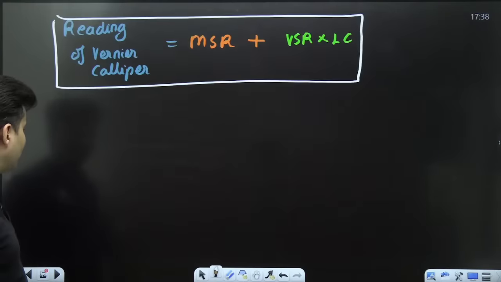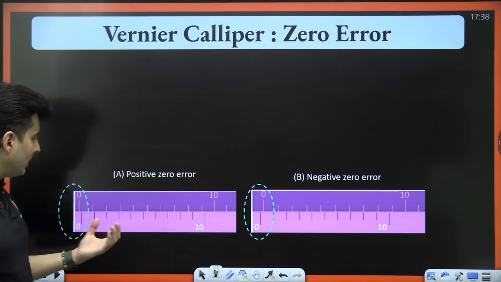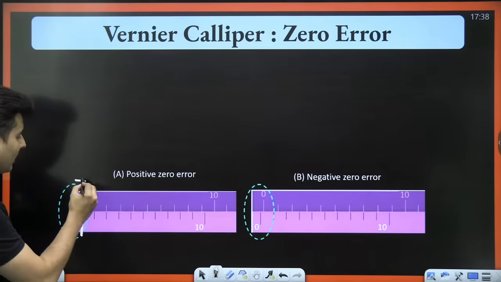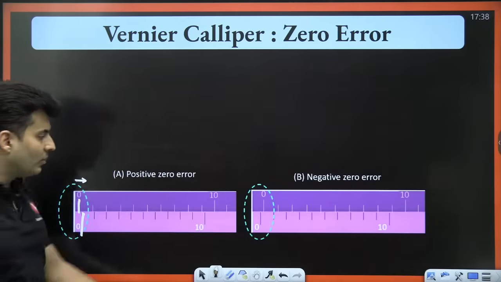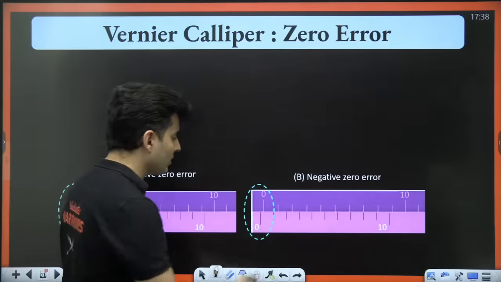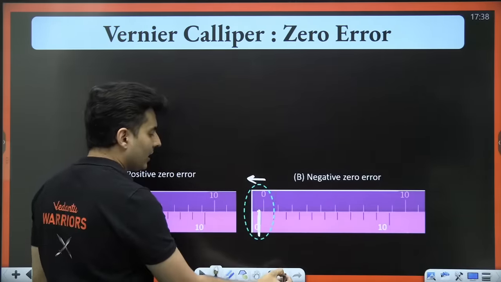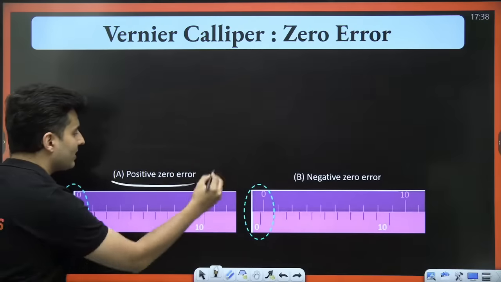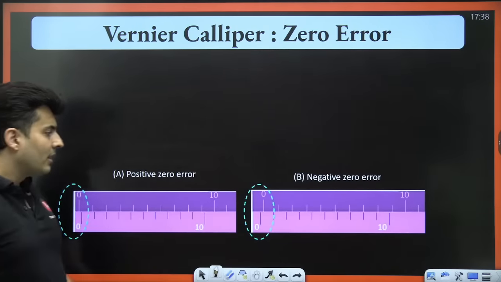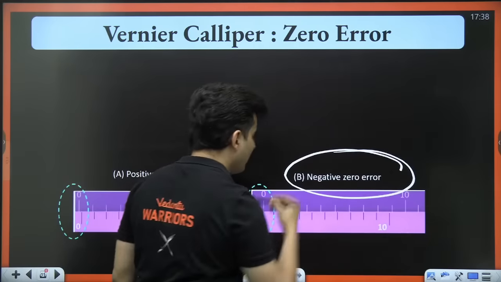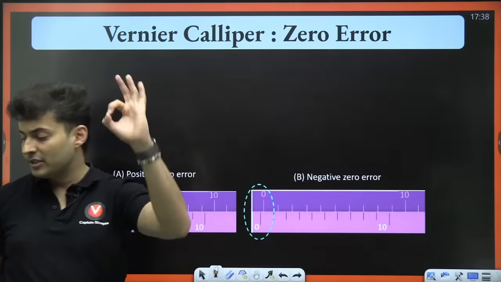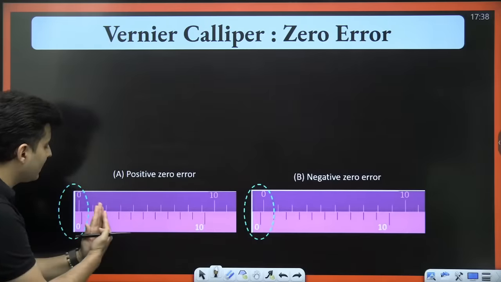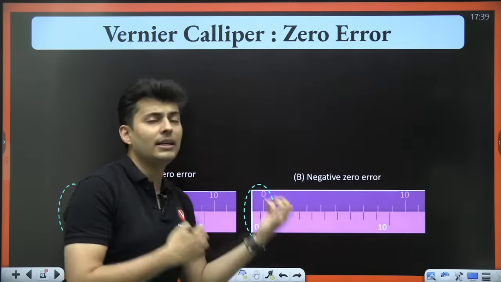So when the jaws are clamped, there are two possibilities. Maybe the zero of the vernier is to the right of the zero of the main scale. This is one possibility. The other possibility is that the zero is slightly behind. When the zero is ahead, it is called positive zero error. If the zero is behind, then it is called negative zero error. Is this point very, very clear, my dear students? So if the zero of the vernier is ahead, it is positive. If it is behind, then it is negative.